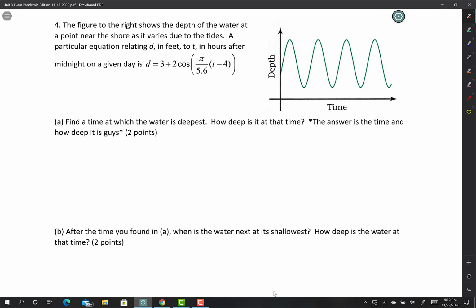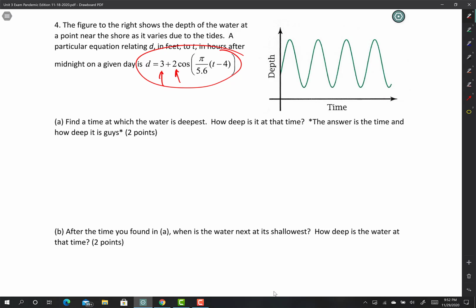This one says, the figure to the right shows the depth of the water at a point near the shores as it varies due to tides. A particular equation relating D in feet to T in hours after midnight on a given day is given by this equation. The 3 is the midline, the 2 is the amplitude, and it says, find a time at which the water is deepest. Well, they give us cosine, so you don't really need a calculator, but if you put one in, that's fine. We're probably going to need it in a little bit. So the time is deepest.